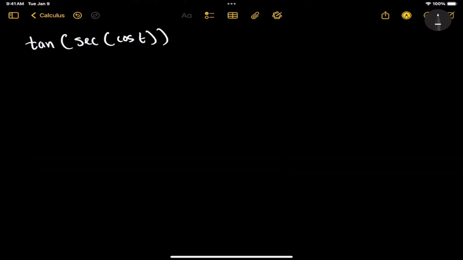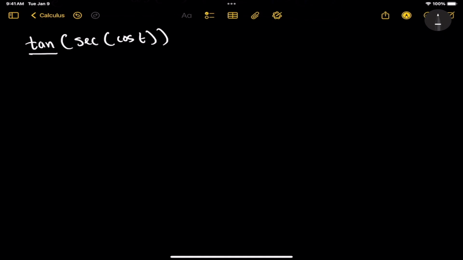All right, so here is our second problem. I know it looks confusing here, but it's tan parentheses secant parentheses cosine t and then the two closed parentheses. As with any problem, it's always going to be: what is my inner function, what is my outer function. And the outer function is the one that we work with first. The outer function here is tan.